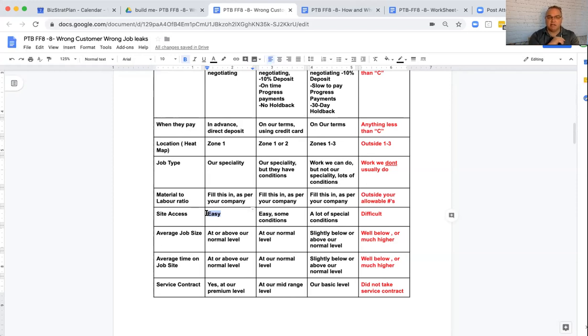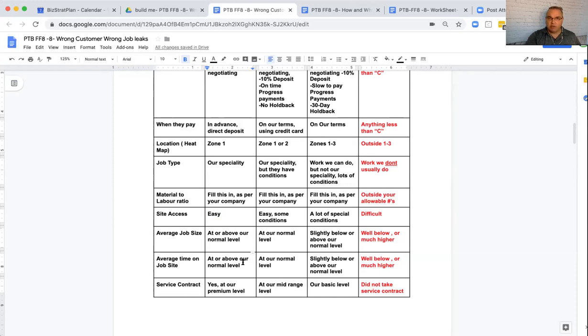Average job size. So for me, an A client is at or above our normal level. So I don't need it to be astronomical. I just want it to be a good, solid, average job size job. That's all. That's an A client. Average time on the job site. It's at or above our normal level.